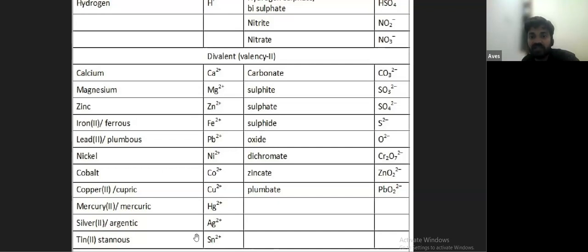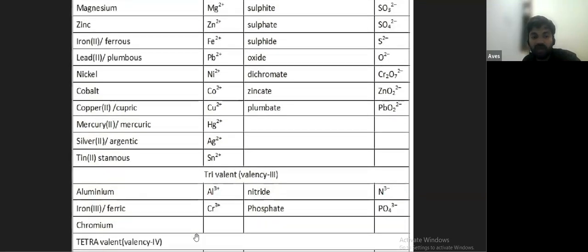Sulfide. Look at this: sulfite, sulfate, and sulfide. They are similar to each other, but their formulas are different. Sulfite, ITE, ATE, and IDE, sulfide. That is -2. Sulfide is -2. Oxide is -2. Dichromate ion, zincate ion, ZnO2. This zincate that I have given you in the question is ZnO2.